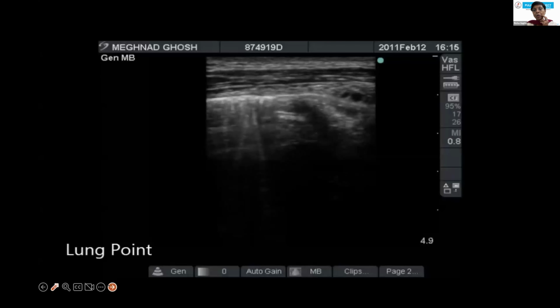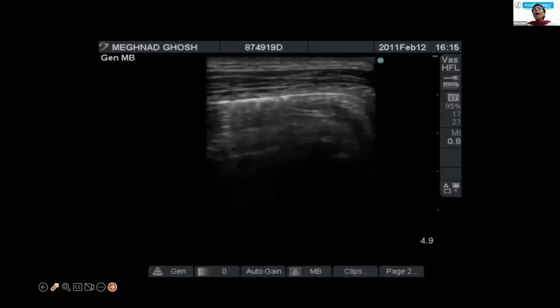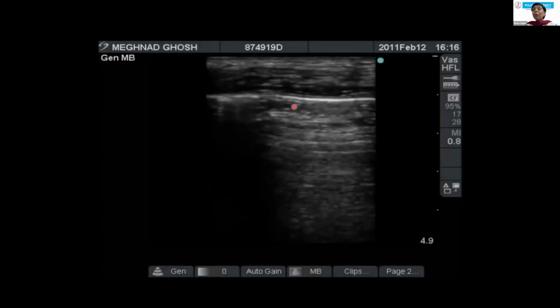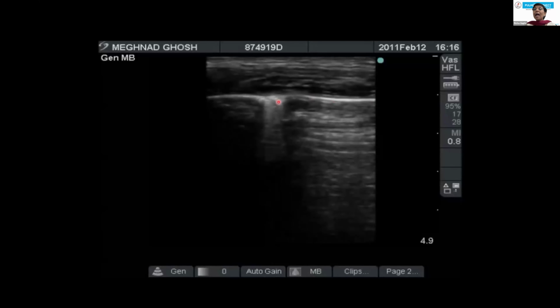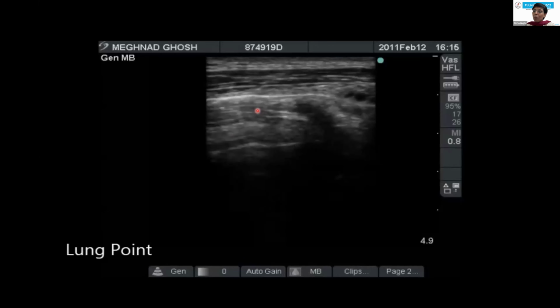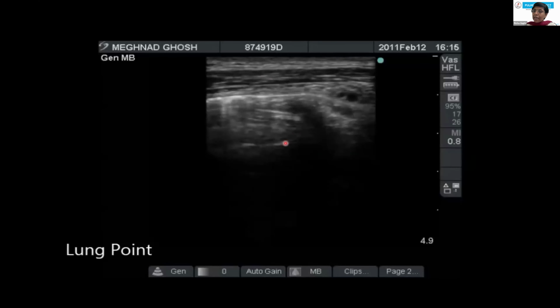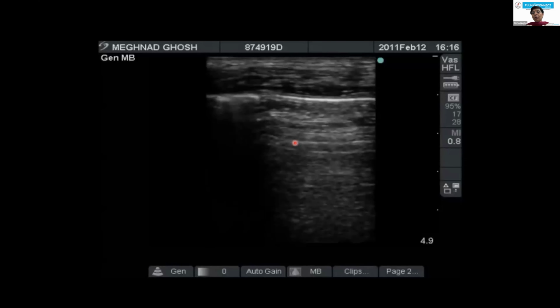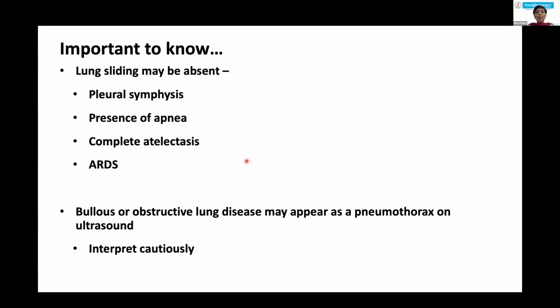So this is how a pneumothorax would look. You will have a point where you have absent lung sliding as well as normal lung sliding. If you're able to identify this point, this is called the lung point. And this is, as I said, very much diagnostic of pneumothorax, right? Let's move on to the next thing.